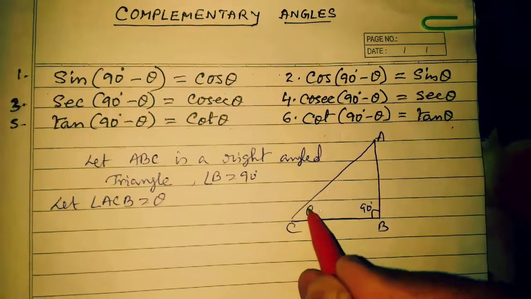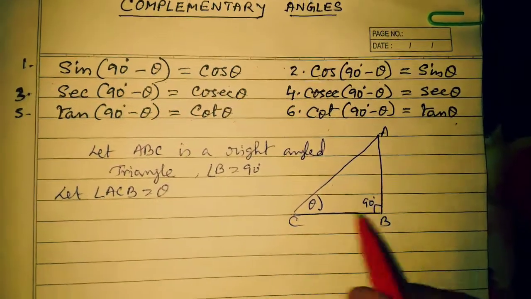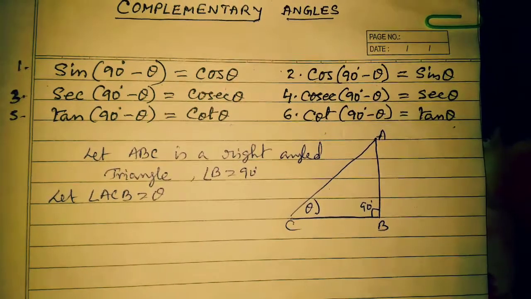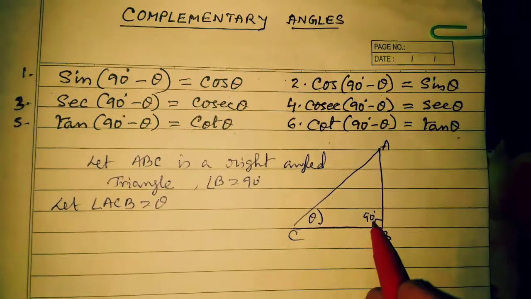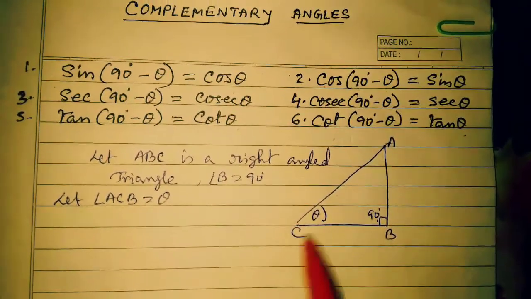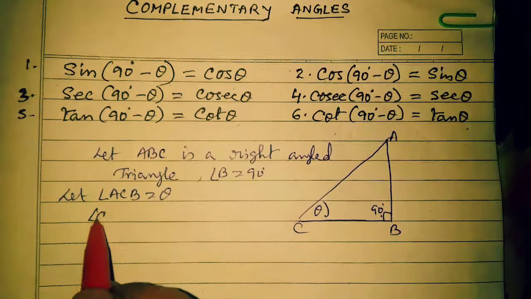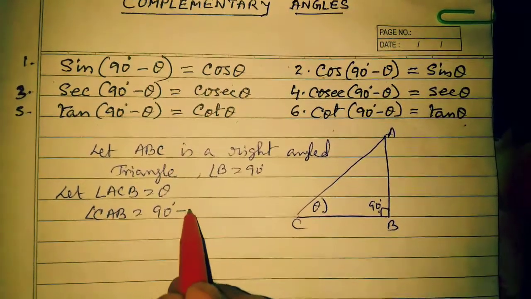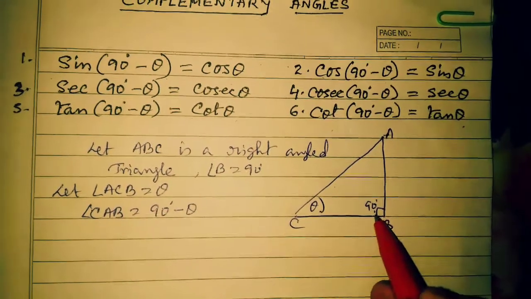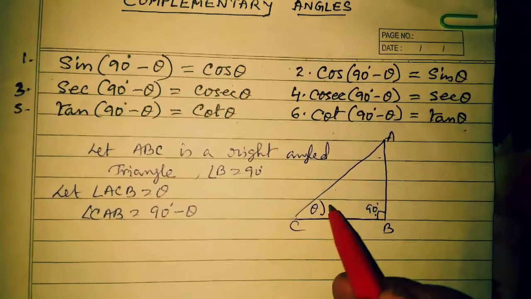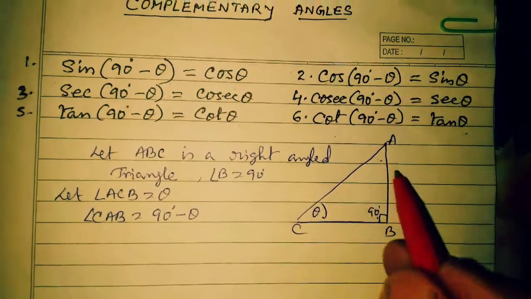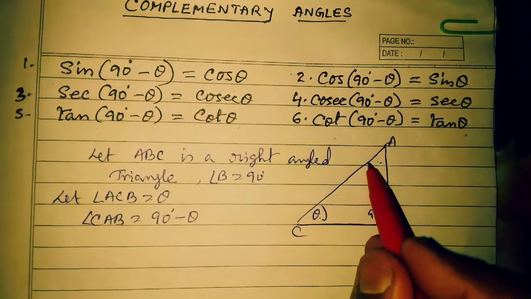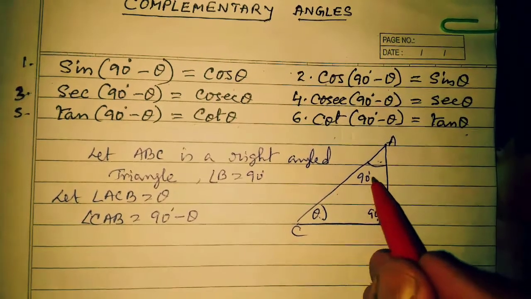Now we'll see here, let angle ACB be theta. You know the sum of the three angles of a triangle is 180 degrees, and it is given that angle B is 90 degrees and angle C is theta. So angle CAB will be 90 minus theta, because this angle is 90, so these two angles sum to 90, and only then the sum of the three angles of the triangle will be 180 degrees. So this is theta, then this angle will be 90 minus theta.